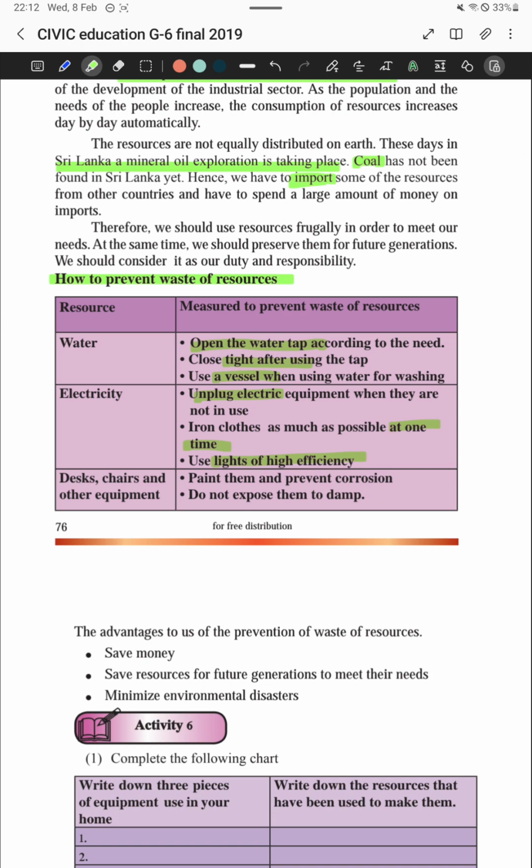And desks, chairs, and other equipment, for example at school also, you must paint them and prevent corrosion, right? Corrosion means what? In Sinhala we say malakada kanama, right? So prevent corrosion, you have to paint the things and keep them very neatly and tightly. And also do not expose them to damp, right? Don't expose them to rain and other things, and don't put these chairs and desks on wet surface areas, right? So definitely they will be corroded, right? So protect everything, because those are limited resources for you.